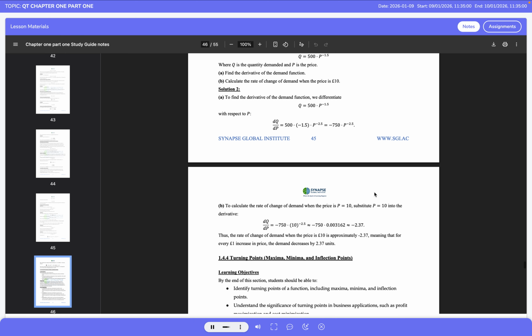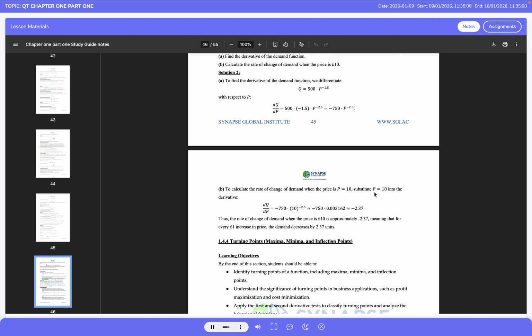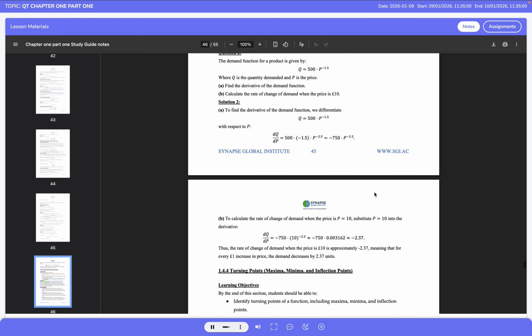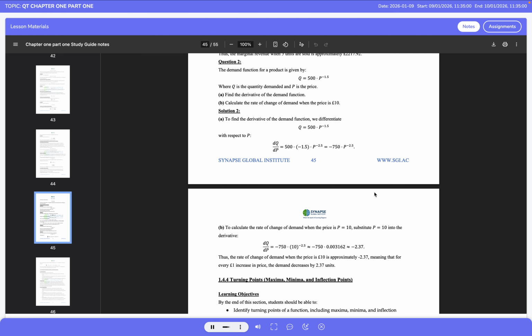This evaluates to approximately negative 2.37. This result means that for every £1 increase in price when the price is £10, demand decreases by approximately 2.37 units.